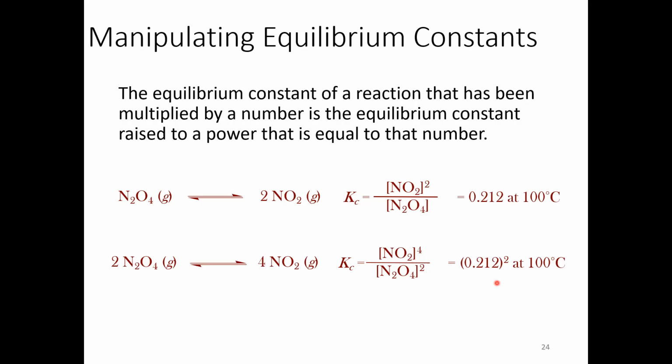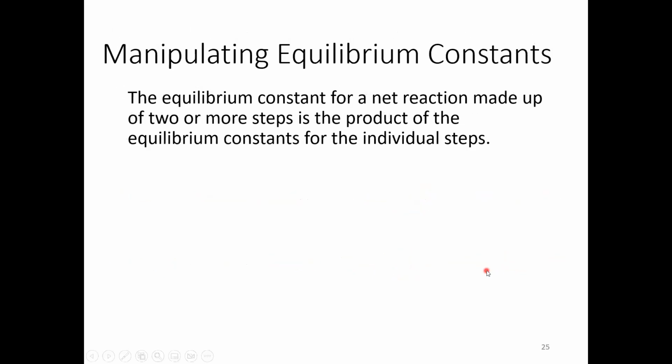If we tripled the reaction, we'd raise it to the third power. If we cut a reaction in half, we could take the square root or raise it to the 1/2 power. But it's just essentially taking whatever that multiplying factor is going to be and using that as the exponent on the equilibrium constant.